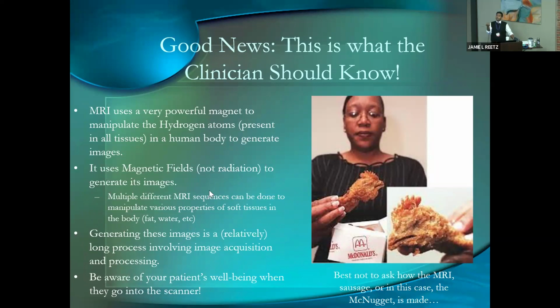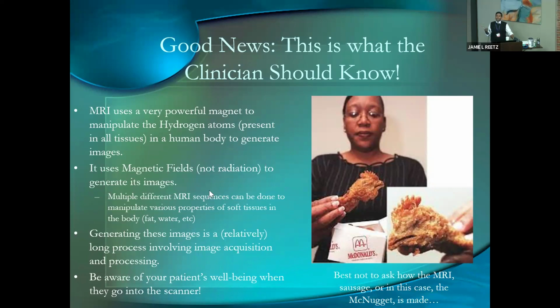And again, it uses magnetic fields, not radiation. But the idea is you're working on a protonic, molecular level. And when you're working at this level, this really gives us a lot more ability to manipulate soft tissues. If I want to make sure that all the water in the body shows up brighter, if I want to make sure all the fat shows up darker, I can manipulate these structures using different MRI sequences.